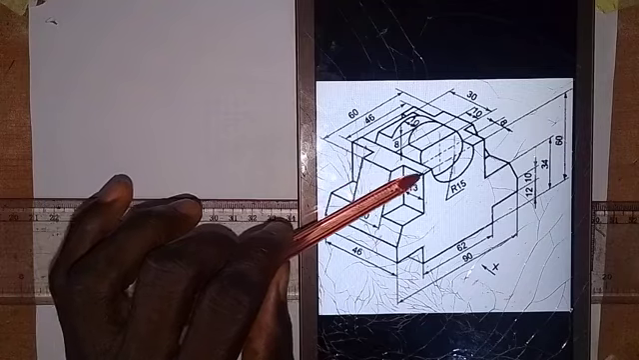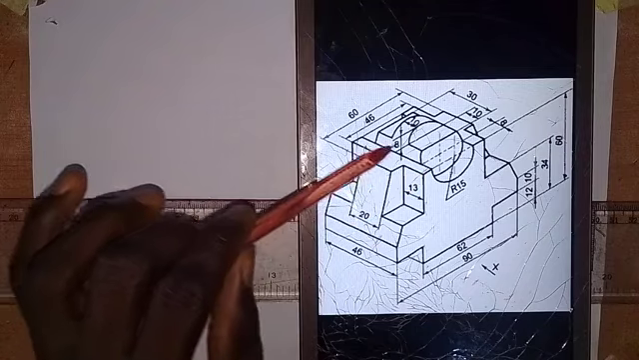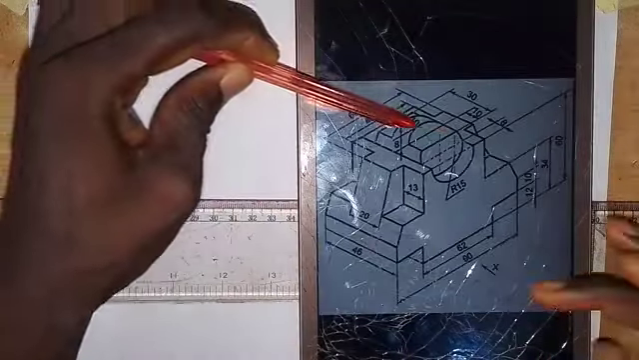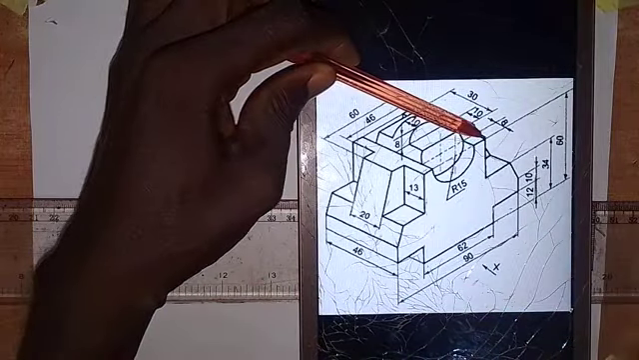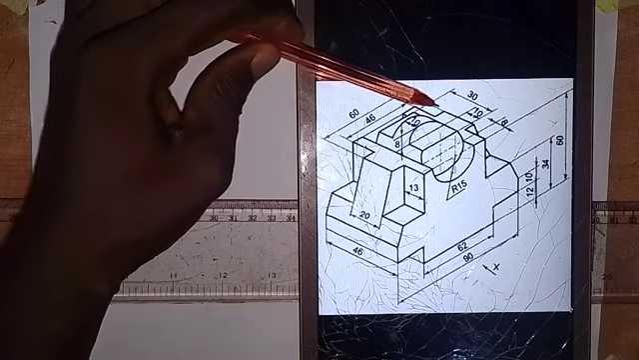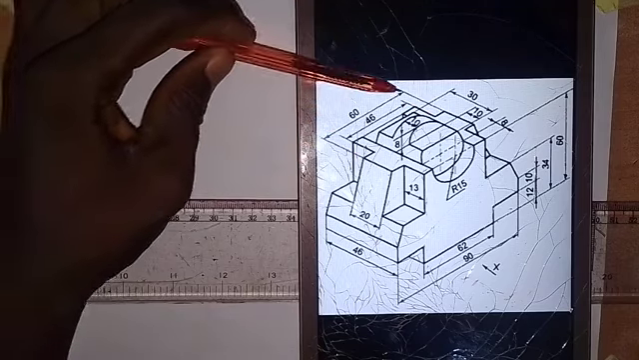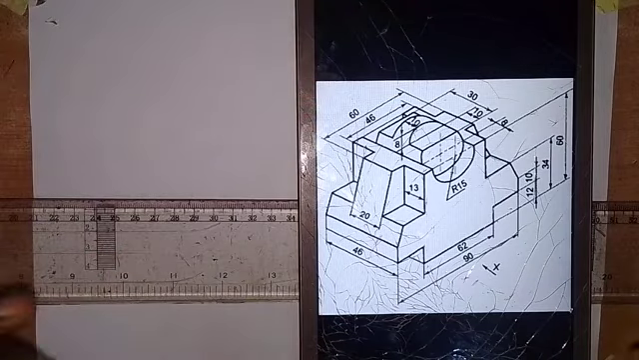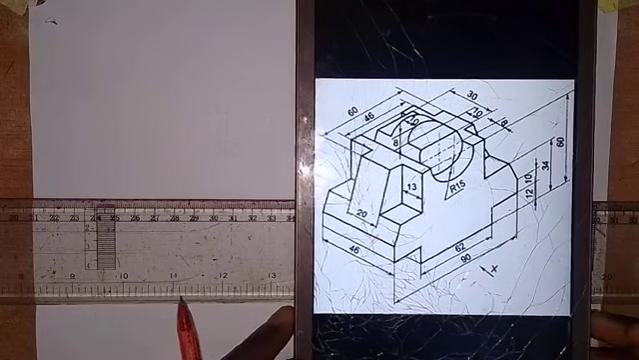And also for this part from here to here, we need to look at the length. So the length from this line here to this line here is 46, while the length from this line here to this line here is 60 millimeters. So make use of all these dimensions to produce the orthographic views of this object in first angle projection. Now let's start and see how it goes.